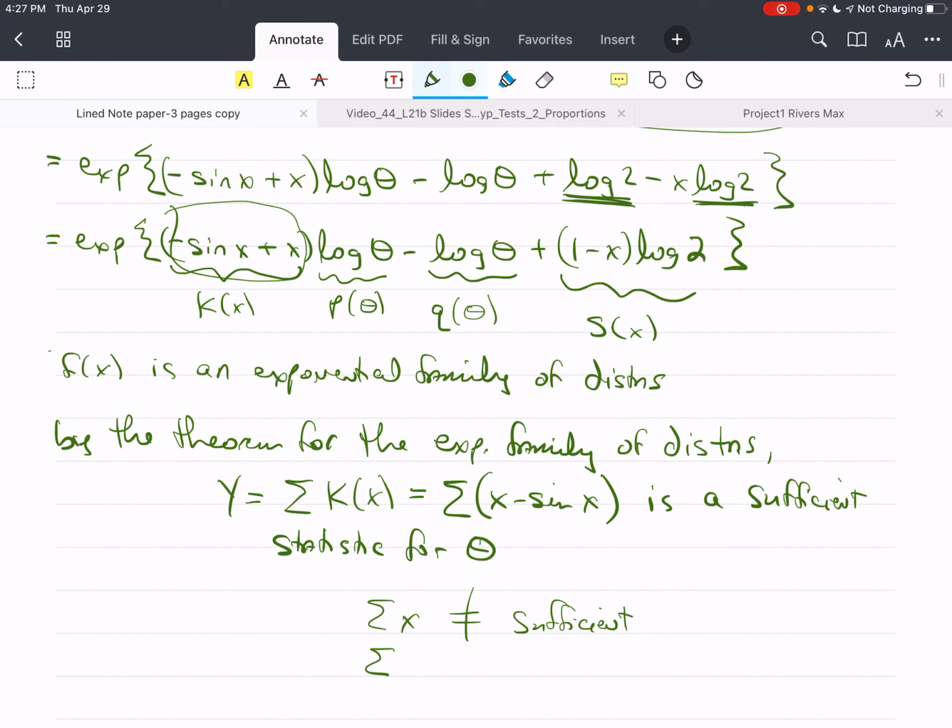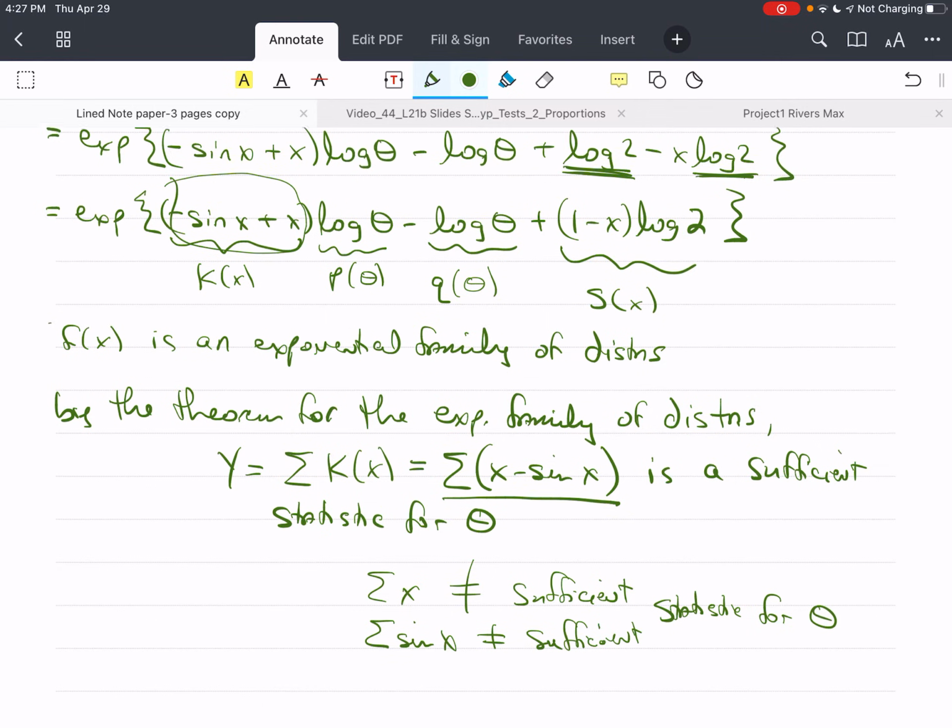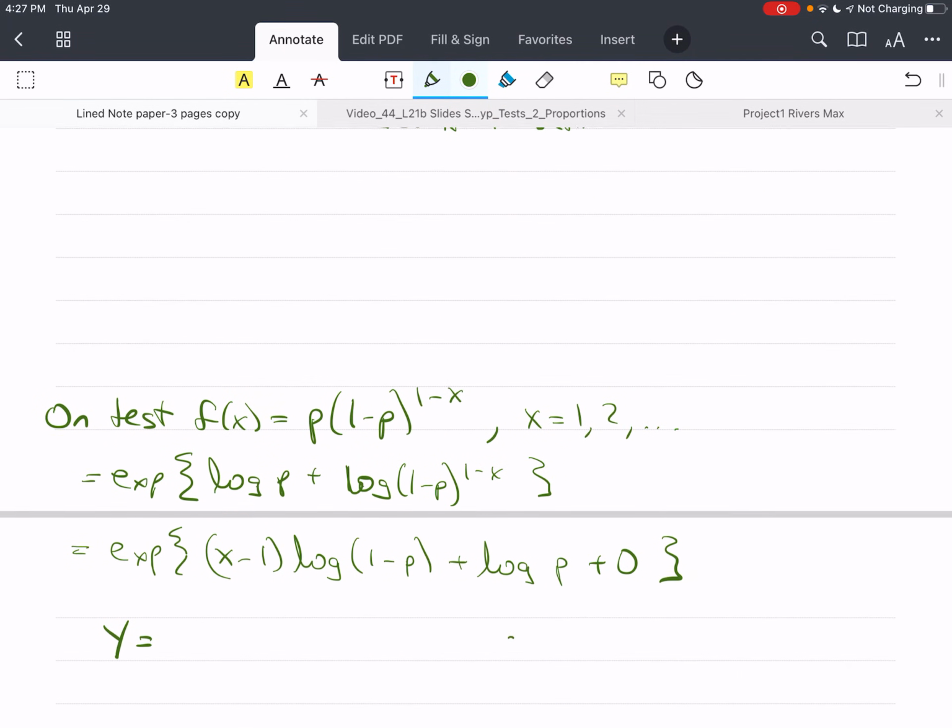Okay? So the sum of x is not a sufficient statistic in this case, not by this theorem anyway. And the sum of sine x is not a sufficient statistic. At least by this theorem, you can't say that it is. Okay? By this theorem, the only sufficient statistic you can say is the sum of x minus sine of x. That's the only thing. So I hope that clarifies this theorem. And let's look at what we did on the test.